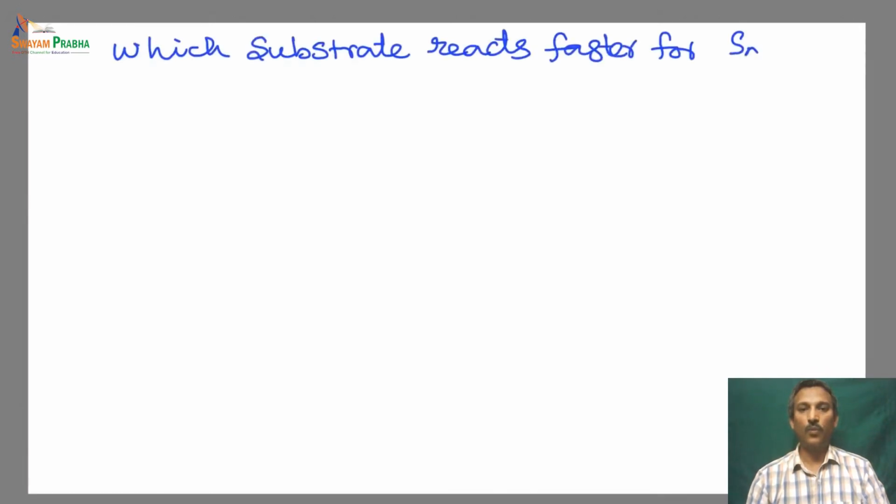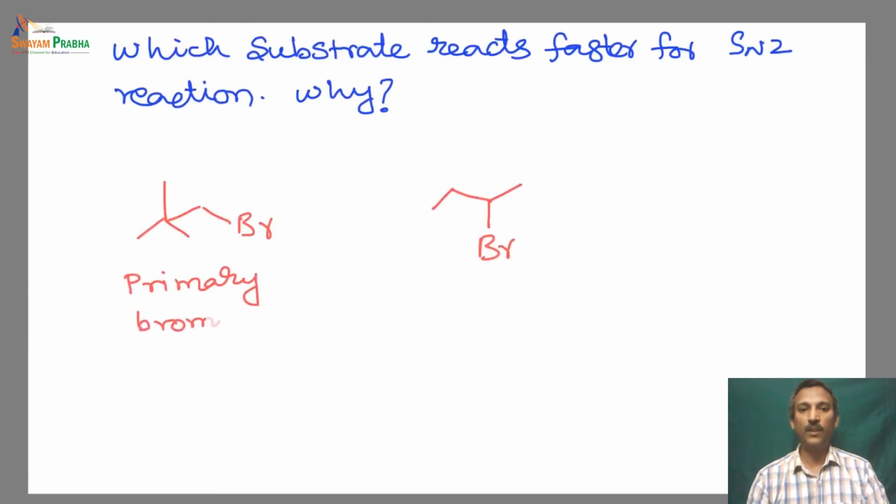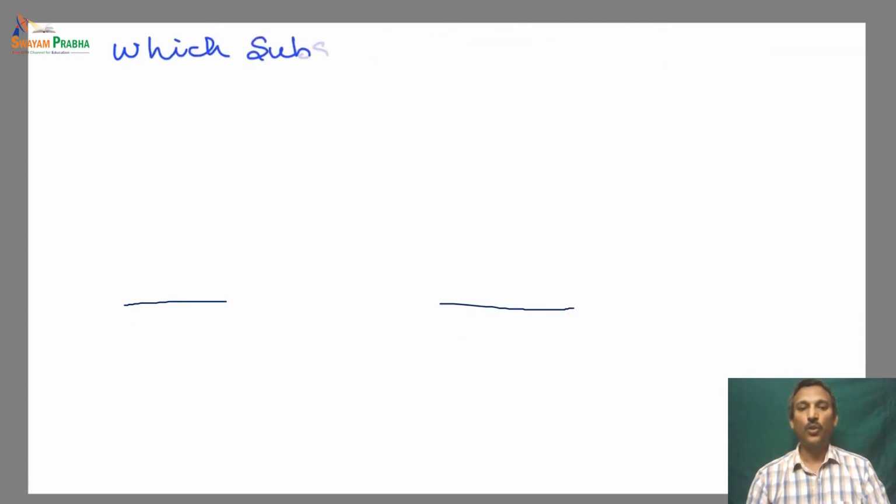So we will now look at a comparative study. That means in this particular case, which substrate reacts faster for an SN2 reaction, and we need to find out why one of the substrates reacts faster than the other one. We have a primary bromide here and we have a secondary bromide here. So which one will react fast?